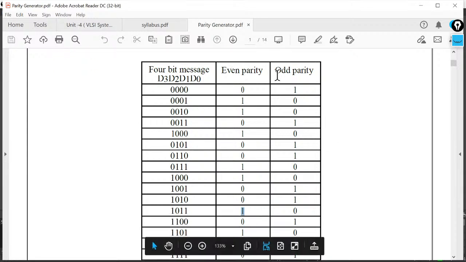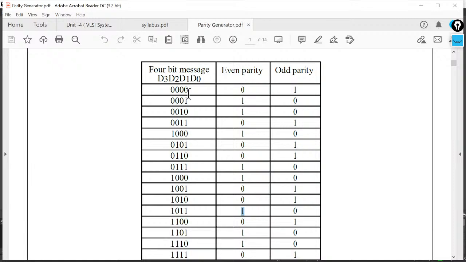And the same applies in the odd parity case. In the odd parity case, if the number of 1s is odd, it is represented as 0. If the number of 1s is even, it is represented by 1. It is just the opposite of the even parity case.